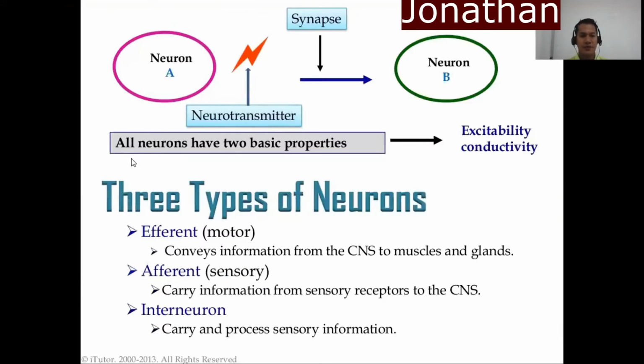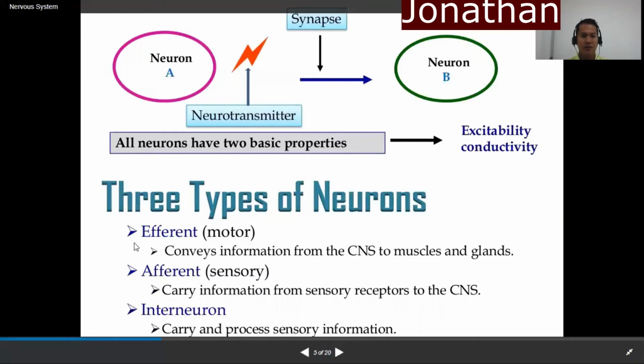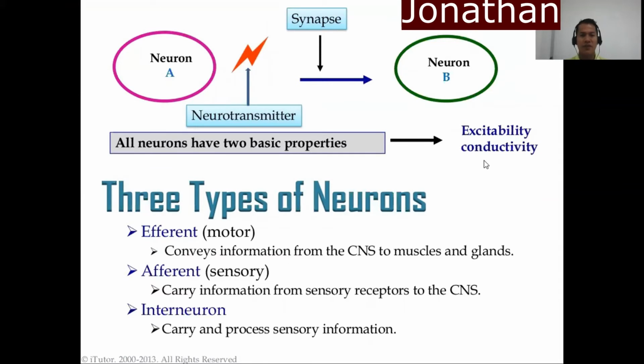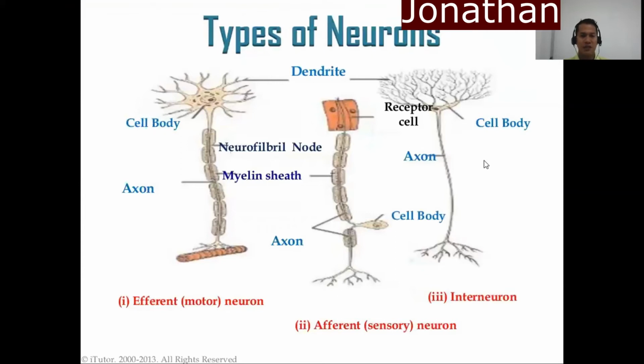There are three types of neurons: the efferent neuron, afferent neuron, and interneuron. Basically, from neuron A to neuron B, this is what's going on. They are guided by the neurotransmitter, and there's a synapse. Basically, the two properties are excitability and conductivity. What does that mean? I will show you in the video later on. But there are three types: efferent, afferent, and interneuron. Once again, these are the three types.